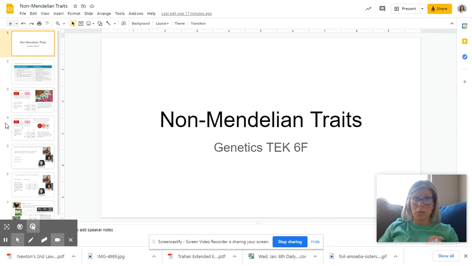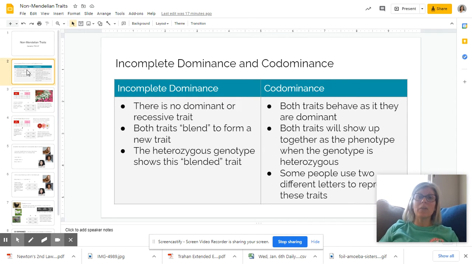I'll start first, though, with incomplete dominance. Or actually, let me take that back. Let's try this first. Let me give you an overview of each of them. When you look at incomplete dominance and codominance, there's actually no dominant or recessive traits. So for incomplete dominance, both of them blend and you end up forming a whole new trait. And that's what you're going to see with the heterozygous genotype.